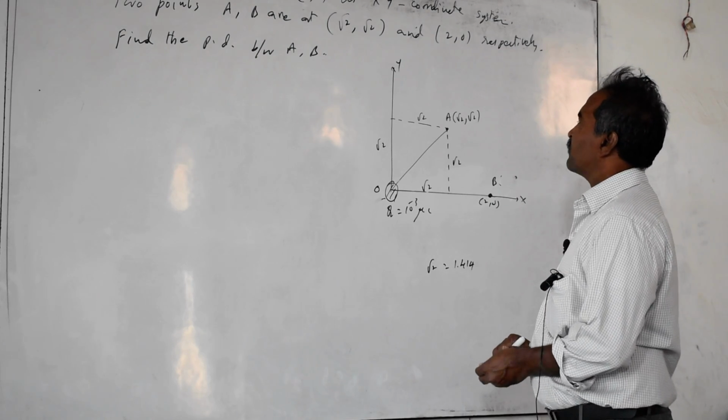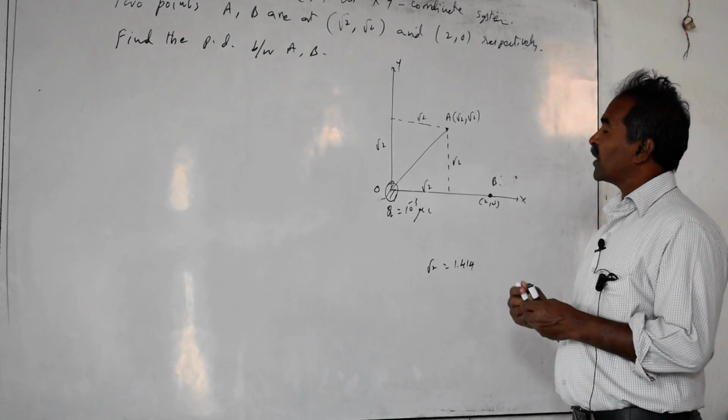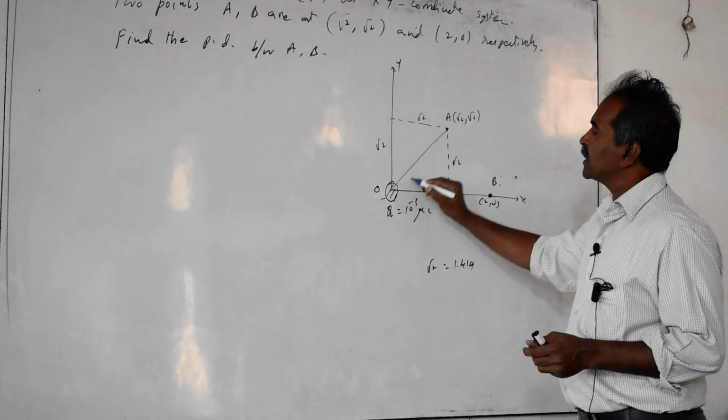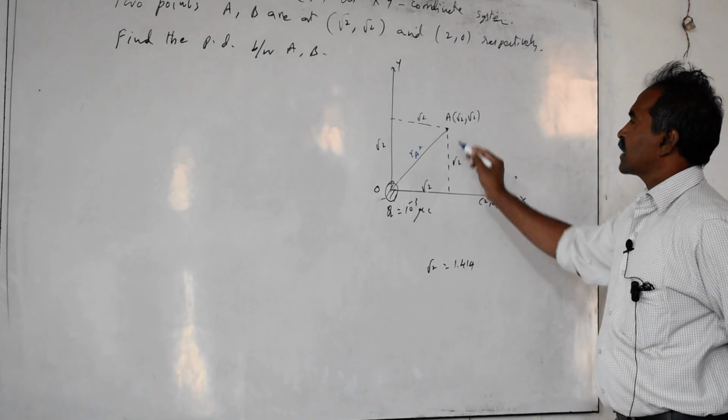You have to find the potential at A, potential at B. You have to take VA minus VB. What coordinates are given for this? But what is required is the distance from this point to this point. This is R1, or RA, I will take. What does RA become? This is the hypotenuse.